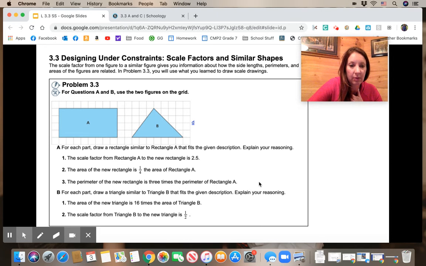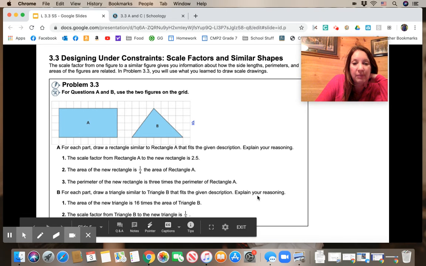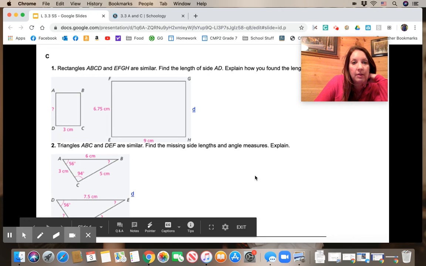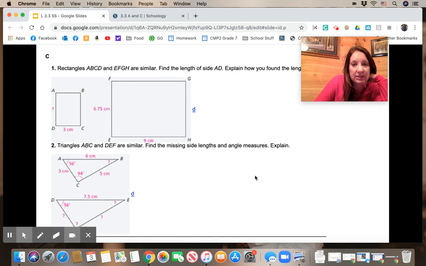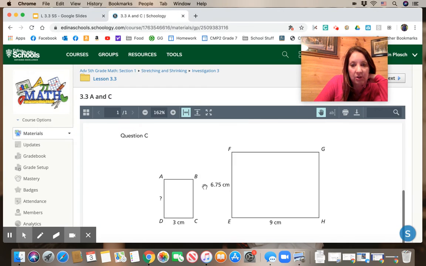Okay, so second one is question B. We have the triangle. For each part, draw a triangle that is similar to B given the description. So the area is 16 times that of triangle B. If you know that the area is 16 times, you should be able to work backwards and figure out what the scale factor would be. The scale factor from triangle B to the new triangle is half. So is that going to make that triangle smaller or bigger? Then we have question C, and again, these drawings are on that worksheet down at the bottom here.